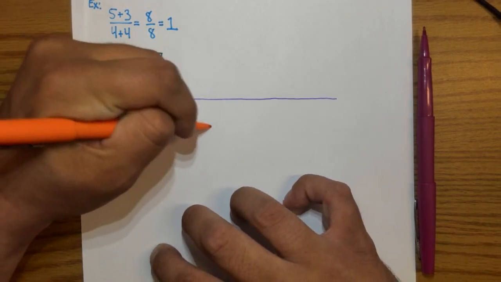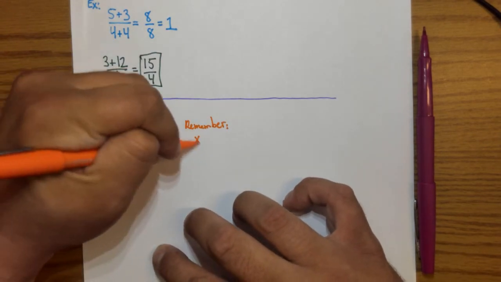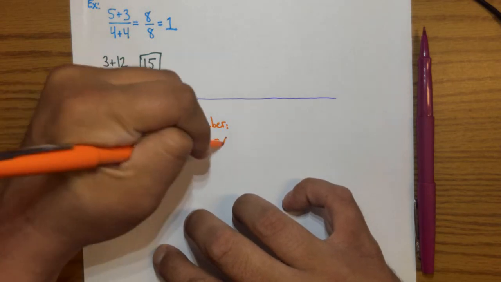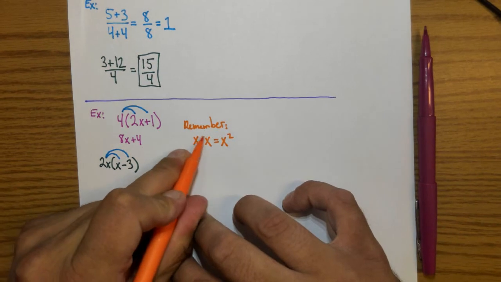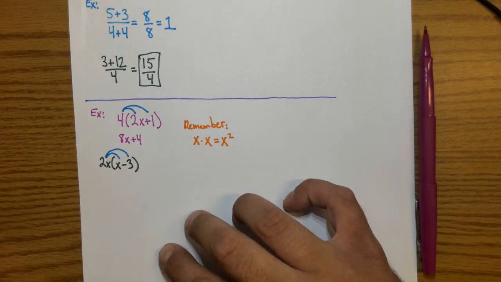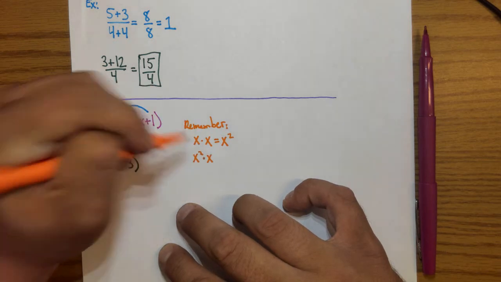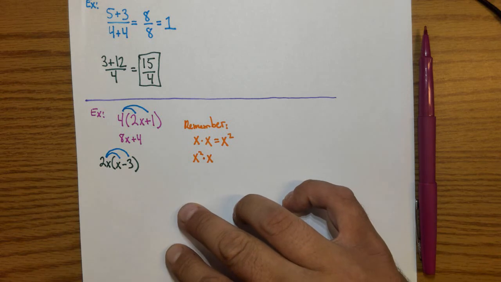Remember that x times x is equal to x squared. There's an invisible 1 up here. There's an invisible 1 up here. You just add it. 1 plus 1 is 2, so x squared. Likewise, if I have something like x squared times x, well, there's an invisible 1 up here. It's not written, but when it's not written, we just assume there's an invisible 1 there.